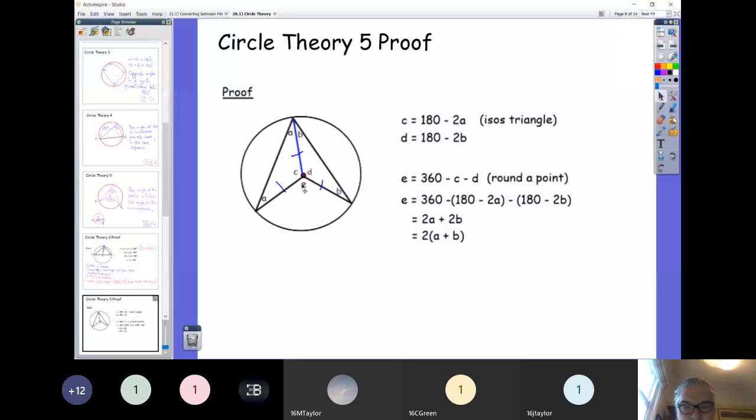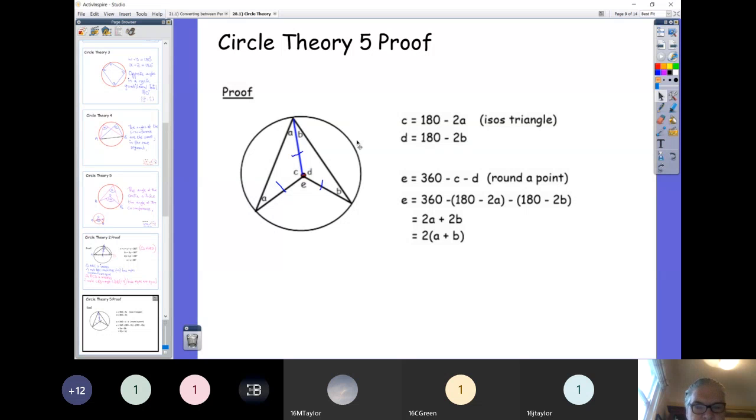Now, what do we know about angle C? Well, the angles in this triangle must add up to 180. So C must be 180 take away 2A. Similarly with D, that's in a triangle where 2B plus D must equal 180. So D is going to be 180 take away 2B. So there's two facts. Let's just park those.